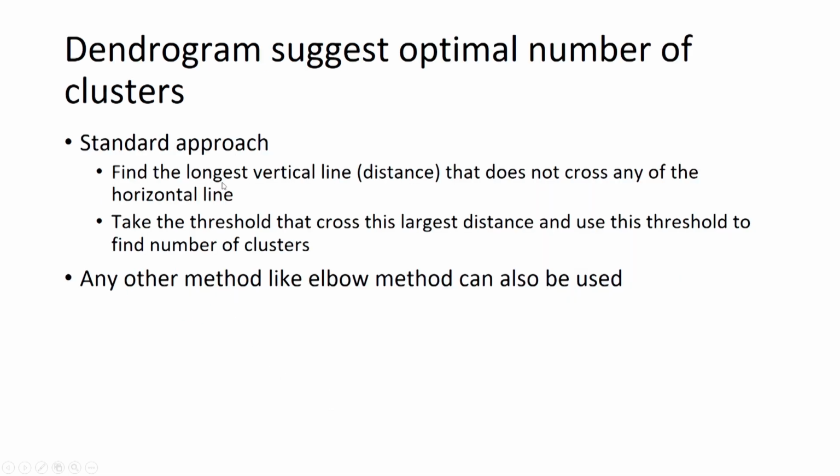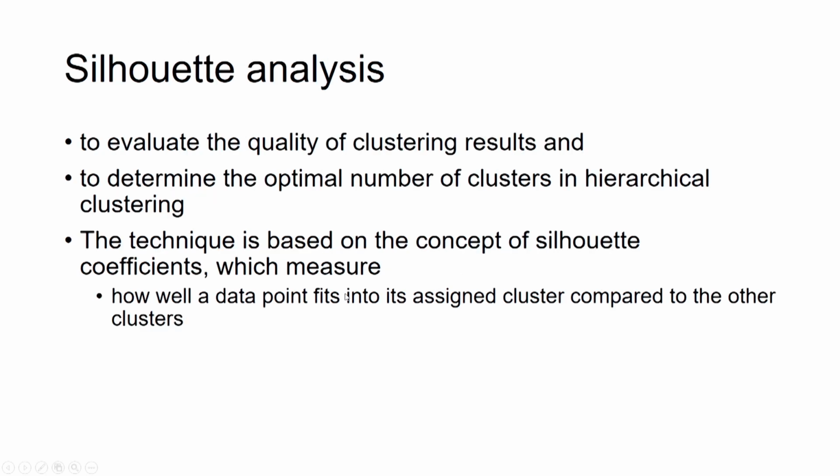Now, there are other methods also. In the previous lectures, we have seen we can use the elbow method also to find the optimal number of clusters. Then there is Silhouette analysis. Using Silhouette analysis, we can again find the number of clusters, or it can be used for evaluating your clustering techniques or clustering results also. The technique is based on the concept of Silhouette coefficients.